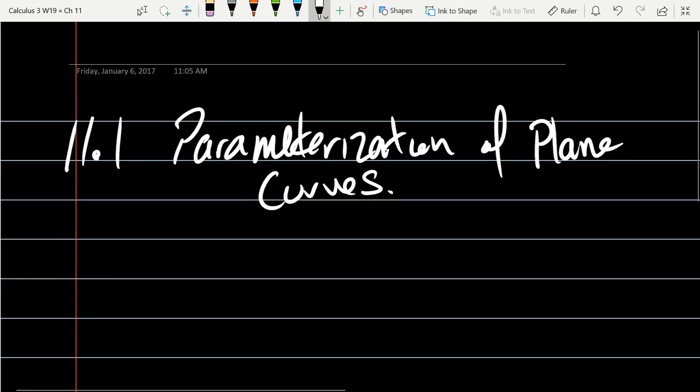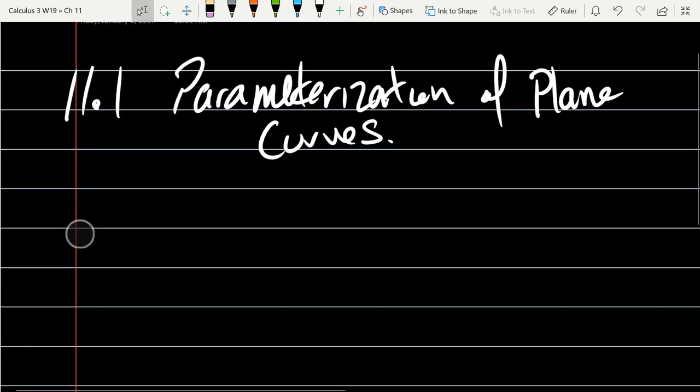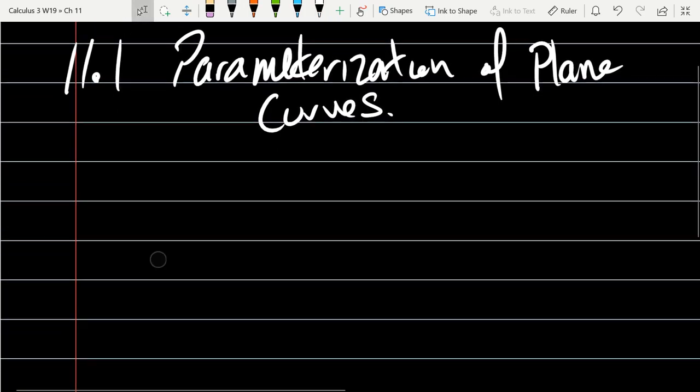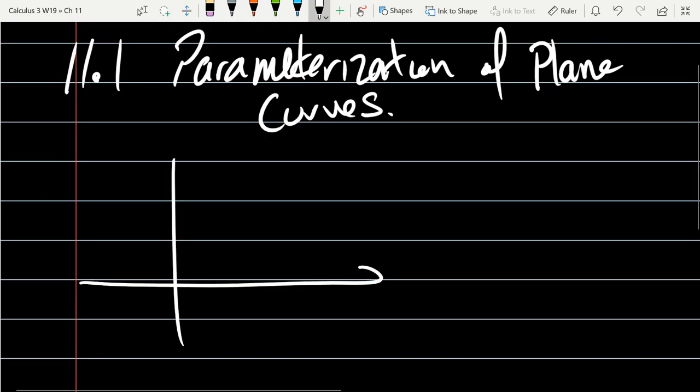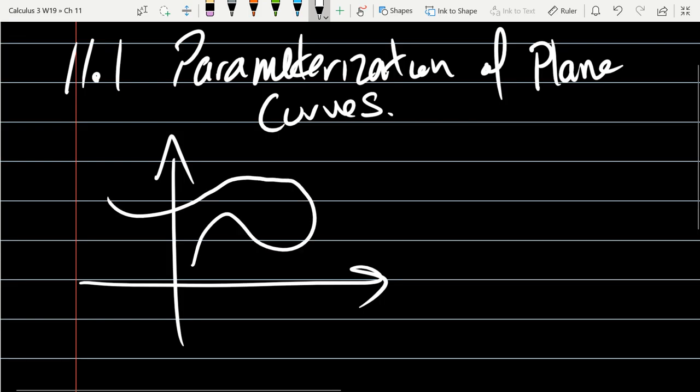All right, parametrization of plane curves. So of course, plane means the two-dimensional plane that we're going to be graphing on. So here is R2. And there are plenty of times where maybe some particle goes on this crazy path that would not be a function of x. But we'd still need to model that. So how do we do it?